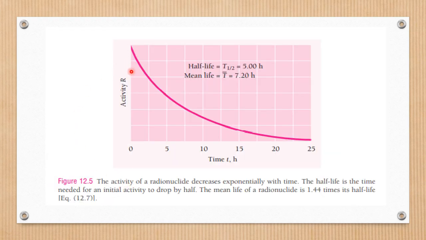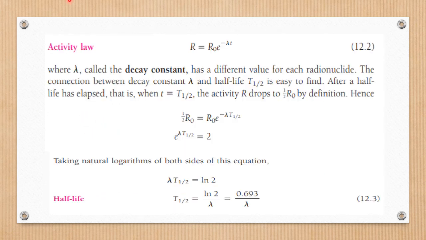Now, the activity versus time graph. The activity of a radionuclide decreases exponentially with time. So, accordingly, we write the activity law as R equals R0 e raised to minus lambda t, where lambda is called the decay constant. It has a different value for each radionuclide.